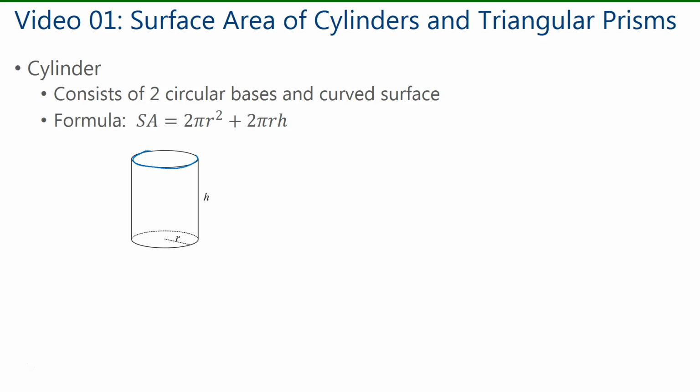2 pi r squared comes from the fact that there are two circles. And the area of a circle is pi r squared, where r is the radius, which is the distance from the center of the circle to an outside edge. And since there's the two circles, we get 2 pi r squared. Now the 2 pi r h comes from the curved surface.